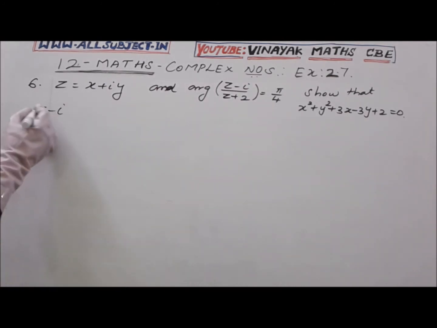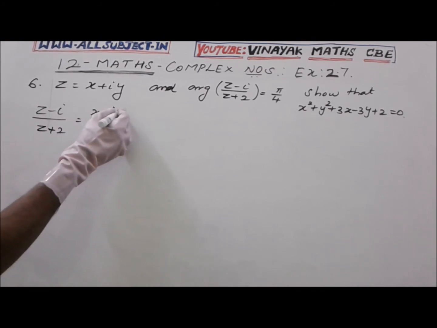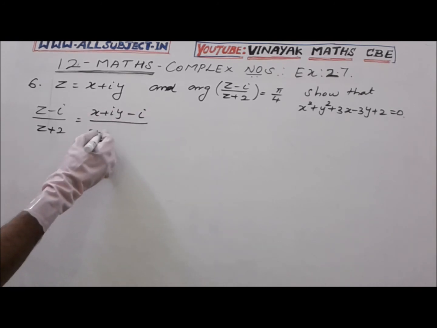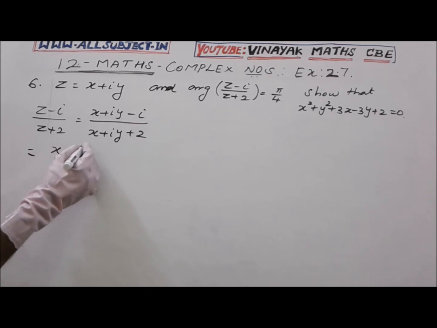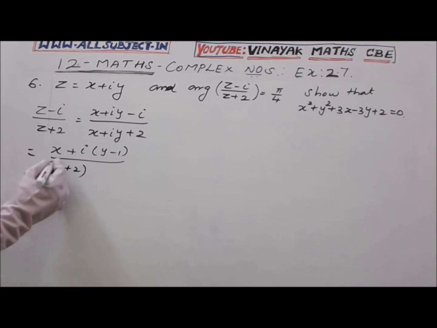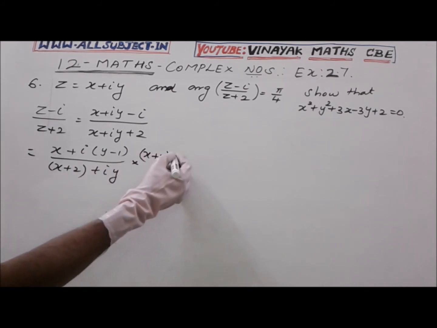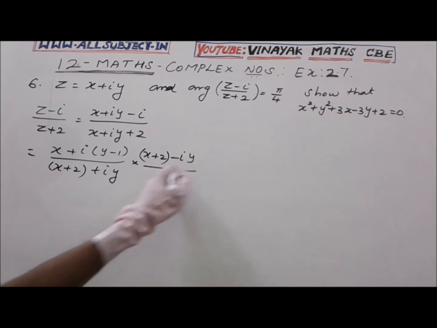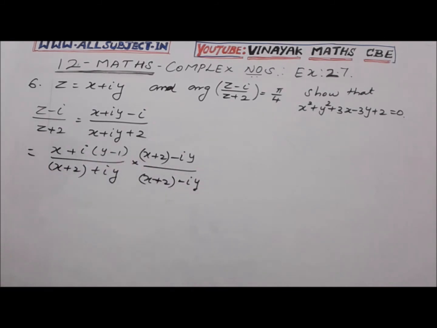Now (z minus i) by (z plus 2) will be equal to (x plus iy minus i) divided by (x plus iy plus 2), which will be equal to, grouping real and imaginary parts, x plus i times (y minus 1) divided by, here real part is x plus 2 plus iy. Now taking the conjugate, multiplying by (x plus 2 minus iy) divided by (x plus 2 minus iy), just multiplying by the conjugate of the denominator.